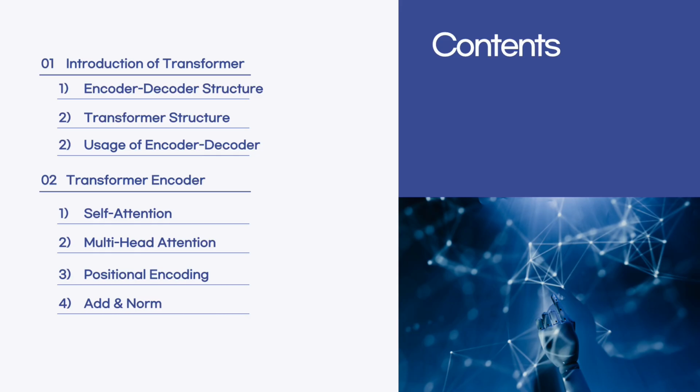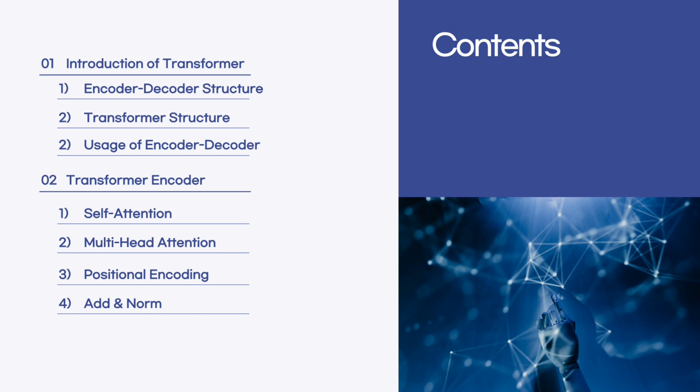Today we're going to discuss two different sections. The first section is the overall introduction of Transformer. The Transformer has two different parts: the first one is an encoder and the other is a decoder. So we're going to briefly look over the differences between the encoder and decoder structures. And the second topic of this slide is about the Transformer encoder.